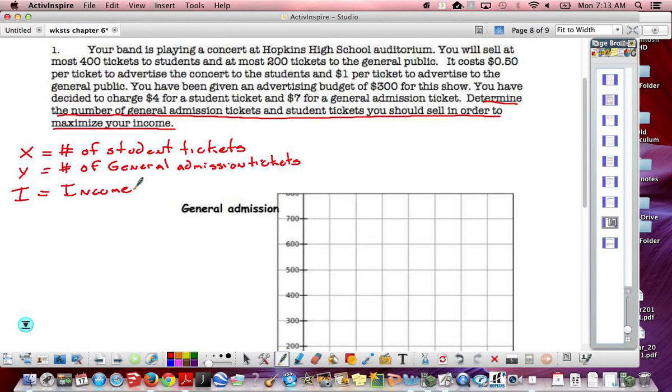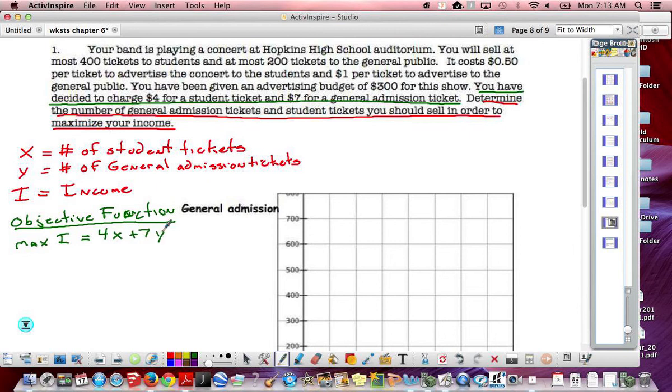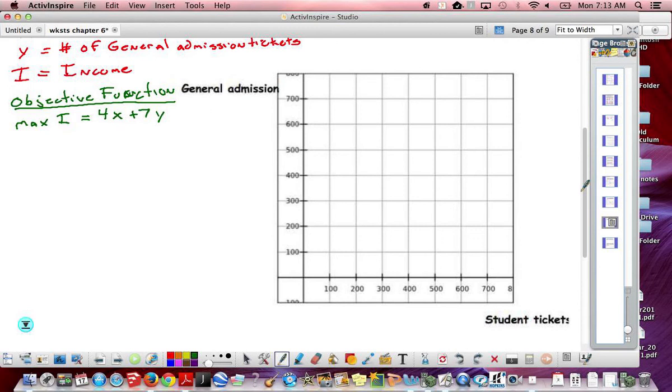So now, our objective function. Sorry, the pen's doing a little funky there. So, how do we make the money? Well, how much are we charging for the tickets? Right there. So, our max income will be 4x plus 7y.